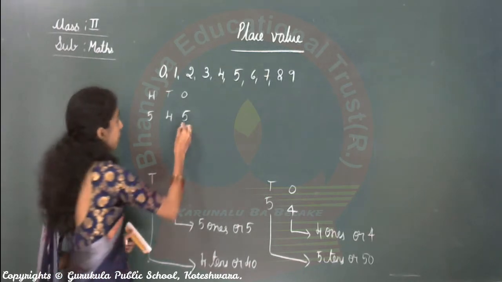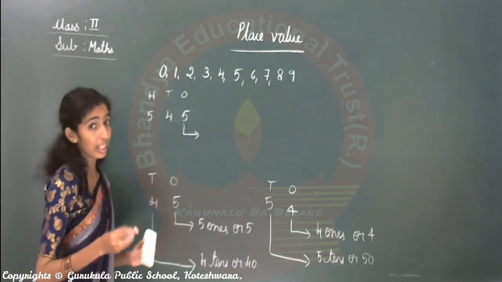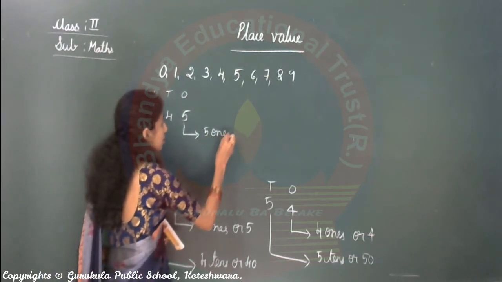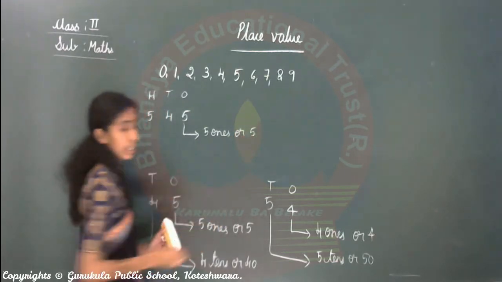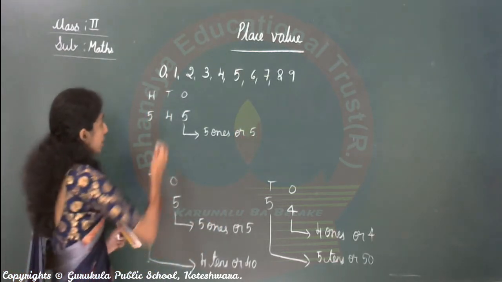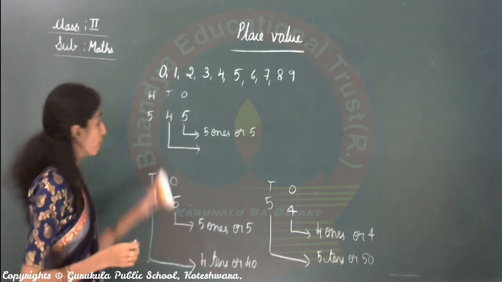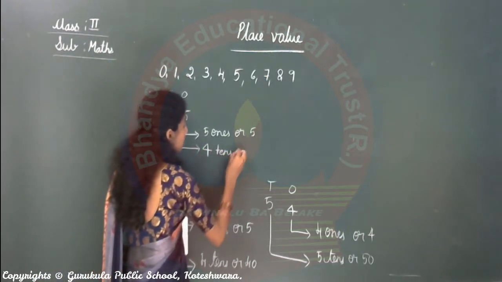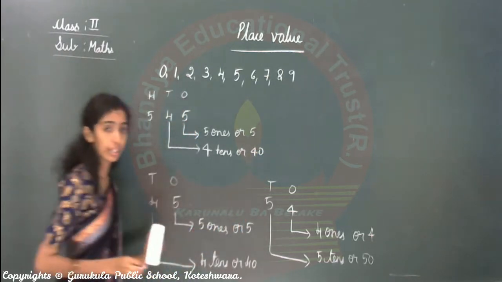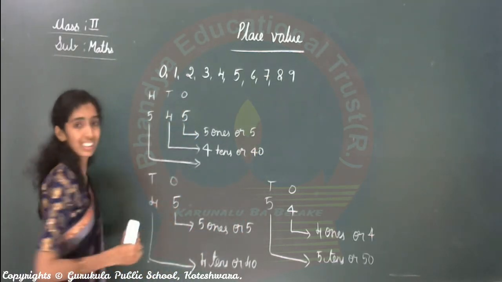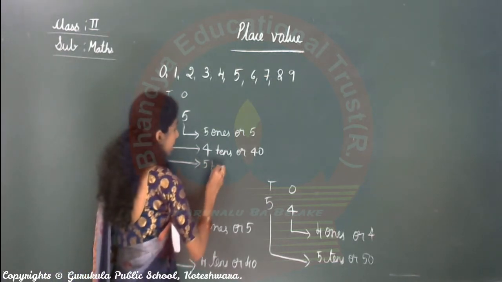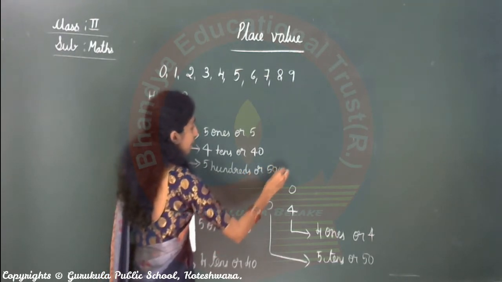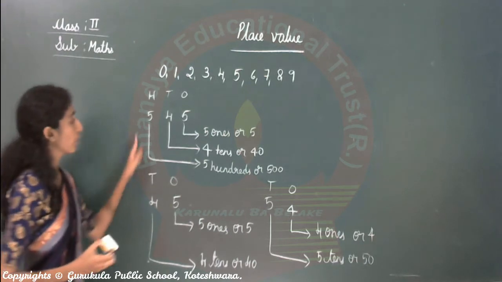545. What is the place value of 5? Yes, you already studied this. 5 ones or 5. Next, 4. What is the place value of 4? It is in tens. 4 tens or 40. Very good. Next, 5, it is in hundreds. Yes, 500. See, like that only you should write the place value.